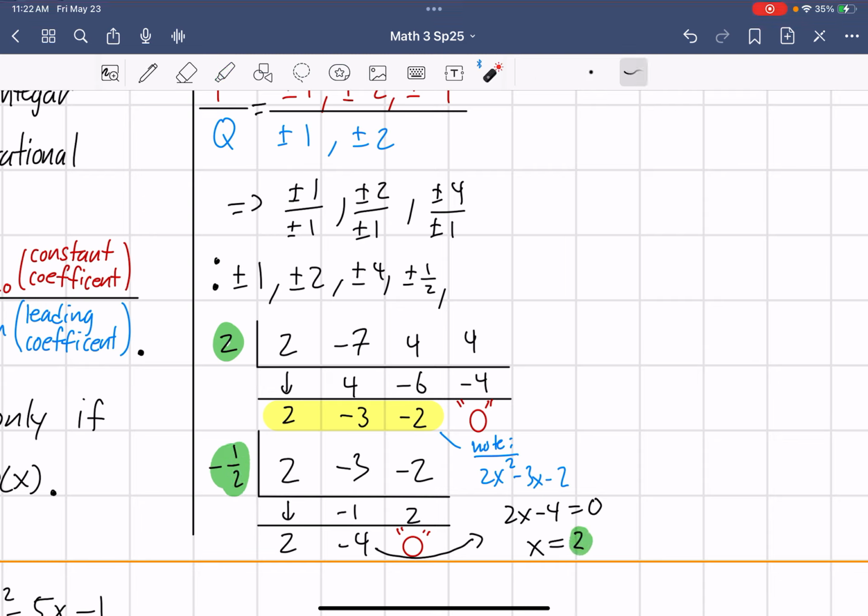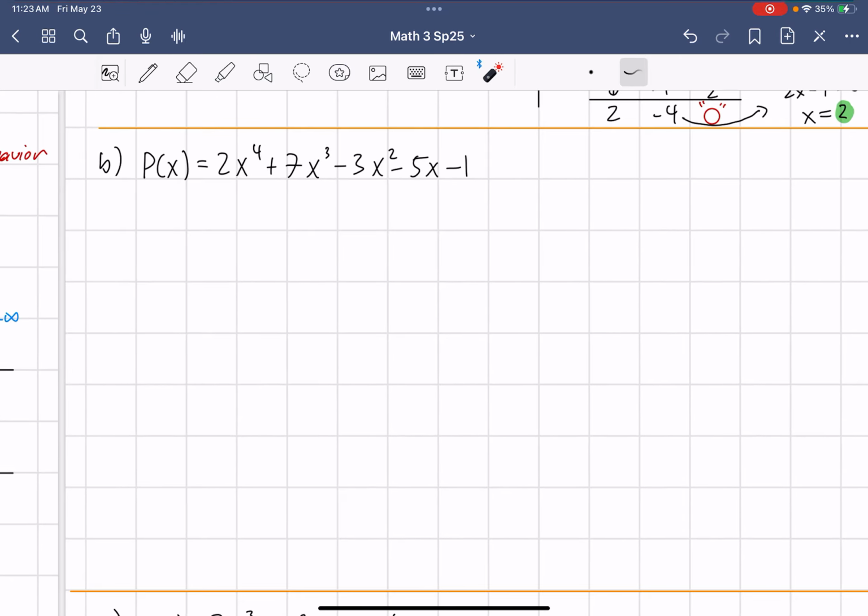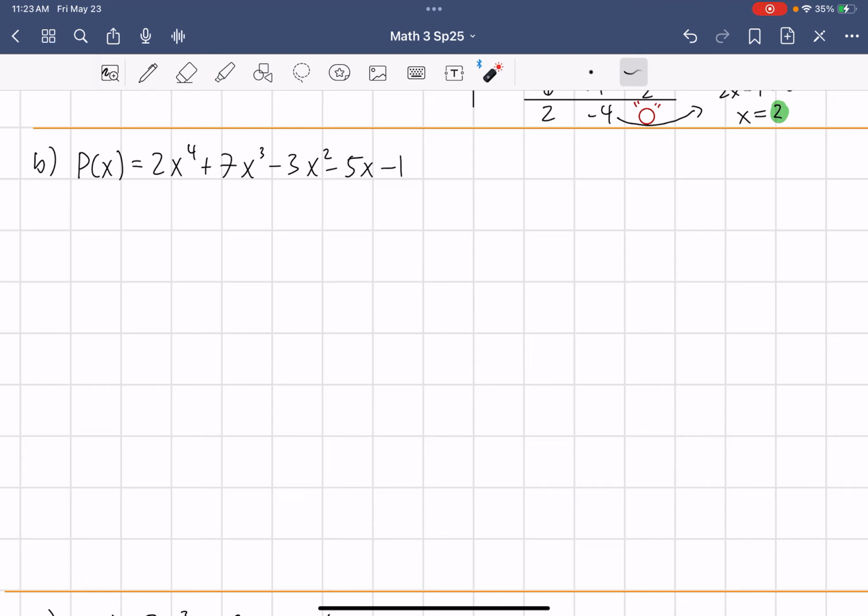So something you should notice. Just because 2 worked once doesn't mean it can't work again. Let's not forget, polynomials have multiplicity on their zeros, meaning that they can repeat. So this would be my 1, 2, 3 different zeros. But let's move on to the next example to just practice doing these zeros, and then we'll come back to seeing what we would do to either factor them or to graph them. So once again, our P over Q.